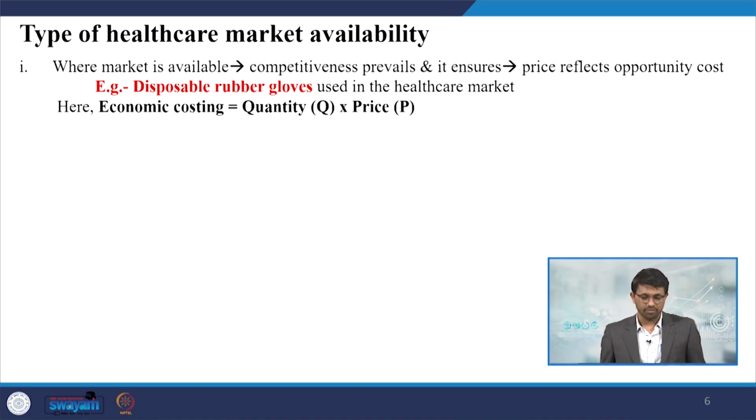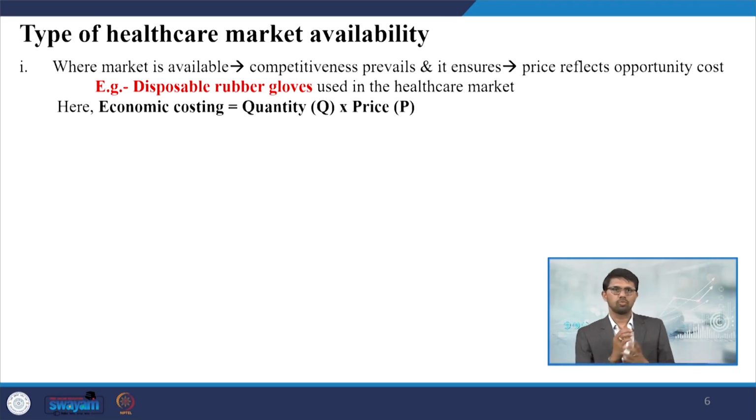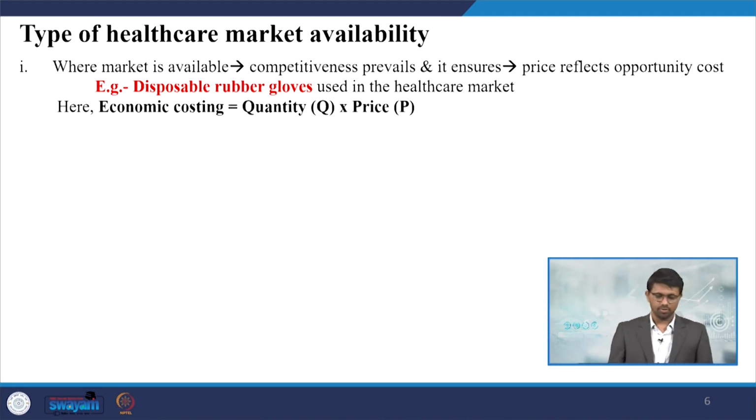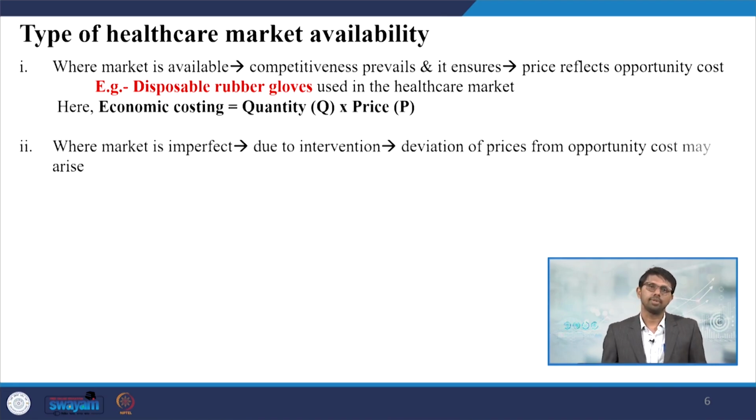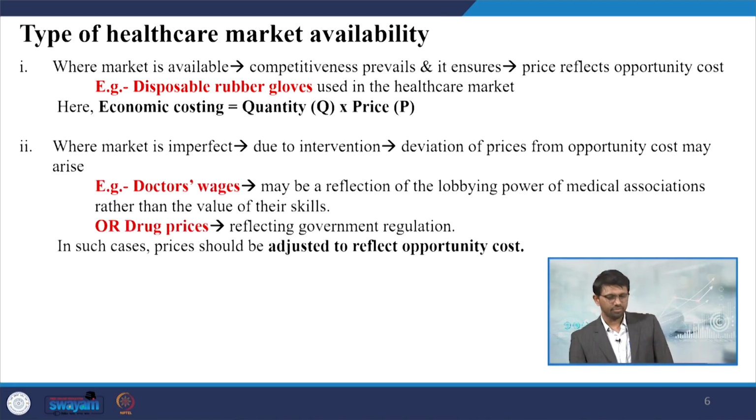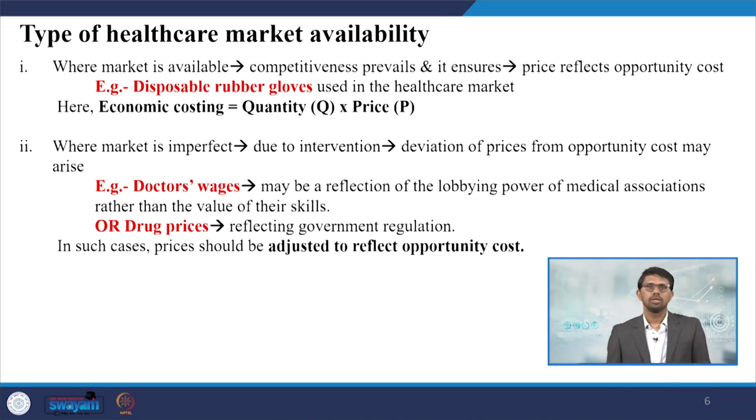In an example, we are clarifying here that disposable rubber gloves used in the healthcare market must be viable enough. I mean, the price must actually reflect, and explain correctly, the cost of the gloves to use them for operations or healthcare services. Economic costing is the quantity times the price. Where the market is imperfect, or due to some intervention, there will be deviation of prices from the opportunity cost.